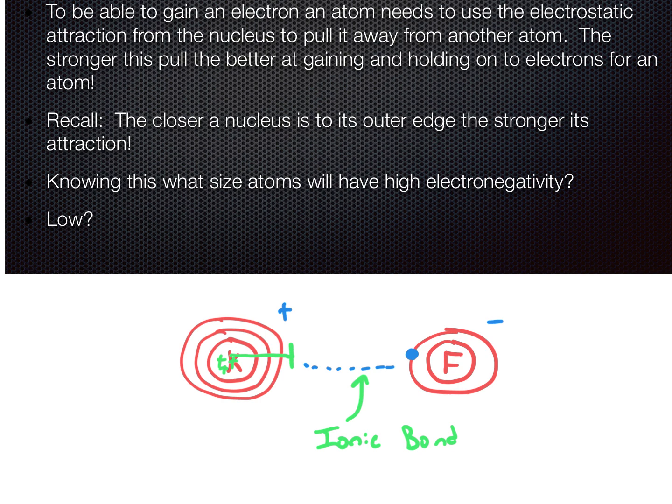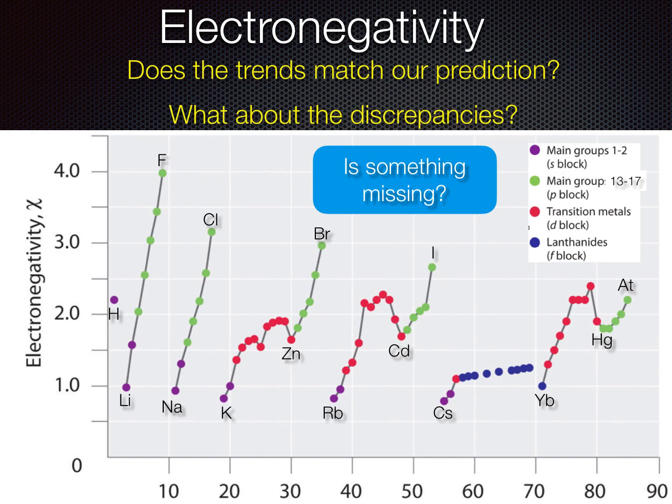And if you're thinking the smaller the elements, the higher electronegativity, you would be correct. And by contrast then, larger elements would be considered to have low electronegativity. So let's look at a graph of some data and see if that trend indeed is what we observe. If you look at the second period of the periodic table, on the far left-hand side you'll find lithium.